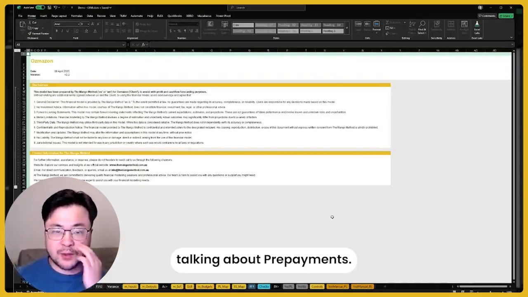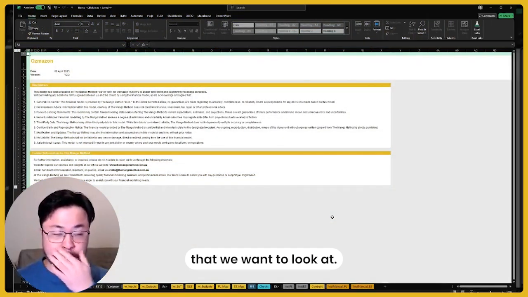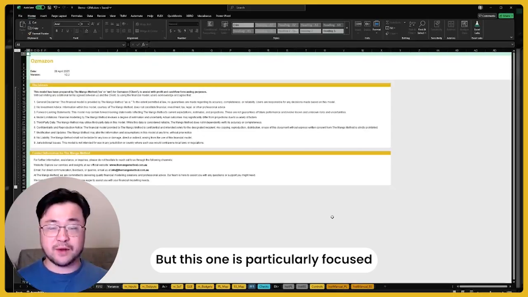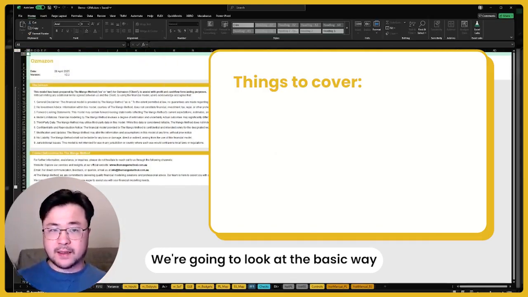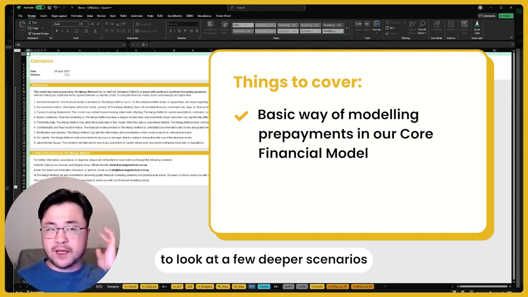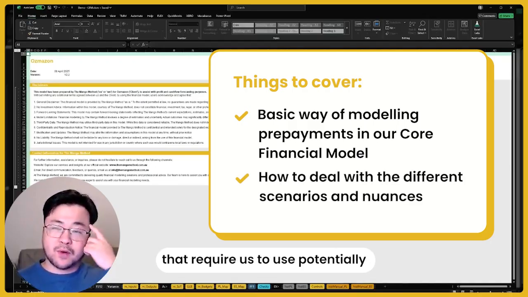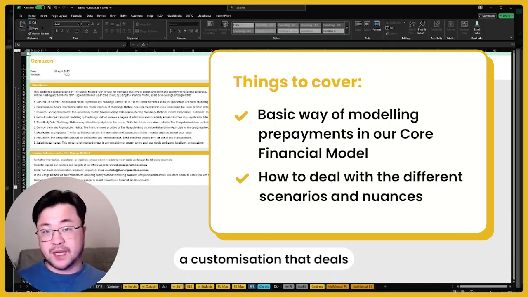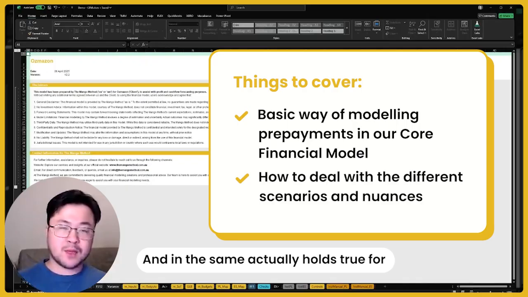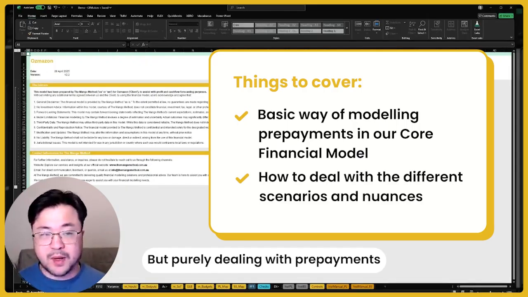We're going to spend today talking about prepayments. It's one of those accruals that we want to look at. We have a general video around accruals, but this one is particularly focused on prepayments. We're going to look at the basic way that we can do it in the core financial model, and then we're going to look at a few other scenarios that potentially require a customization that deals with some of the nuances of working with prepayments. The same actually holds true for all other accruals, but we're purely dealing with prepayments in this instance.